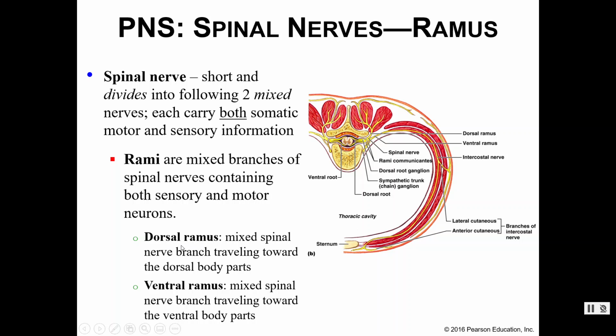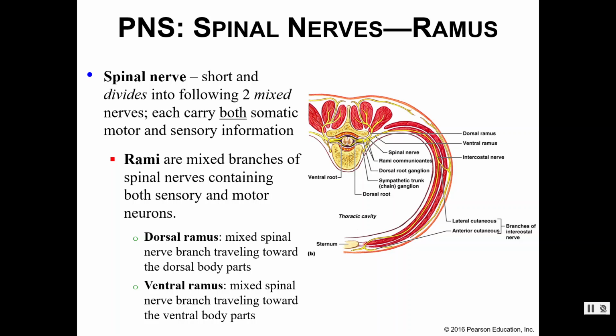Dorsal rami, or your dorsal ramus. Where is your dorsal region? Dorsal's in the back. We are going to have sensory and motor neurons running to the backside of your body. We need to be able to feel and move the backside of your body. You also have a ventral ramus that carries these sensory and motor neurons to the front side of your body, because we also need to be able to feel and move the front side of our body. So these rami allow us to innervate your whole body, front to back.